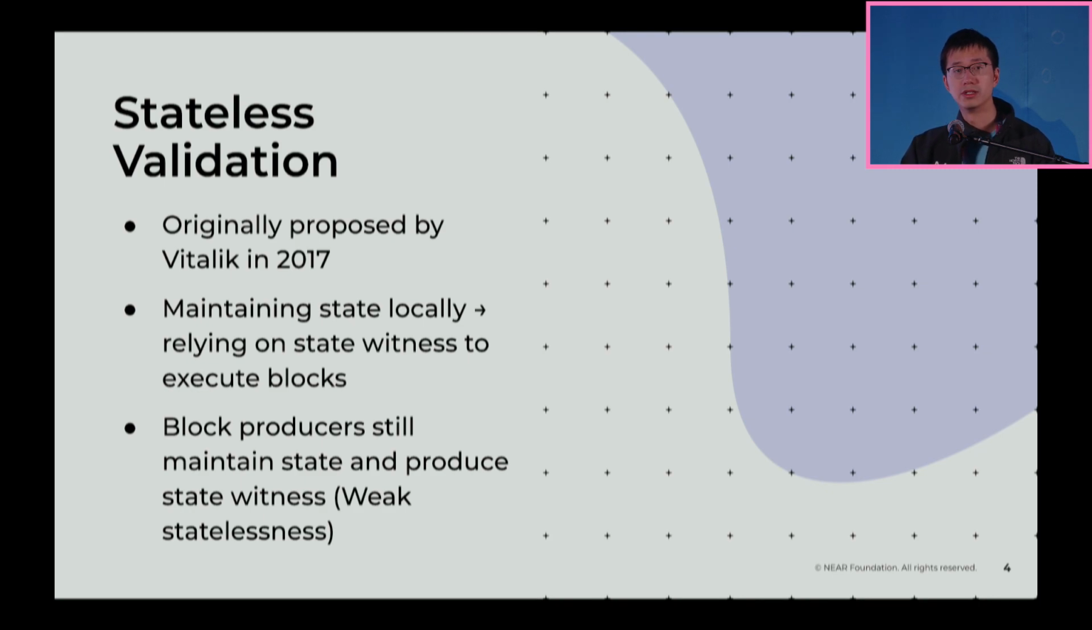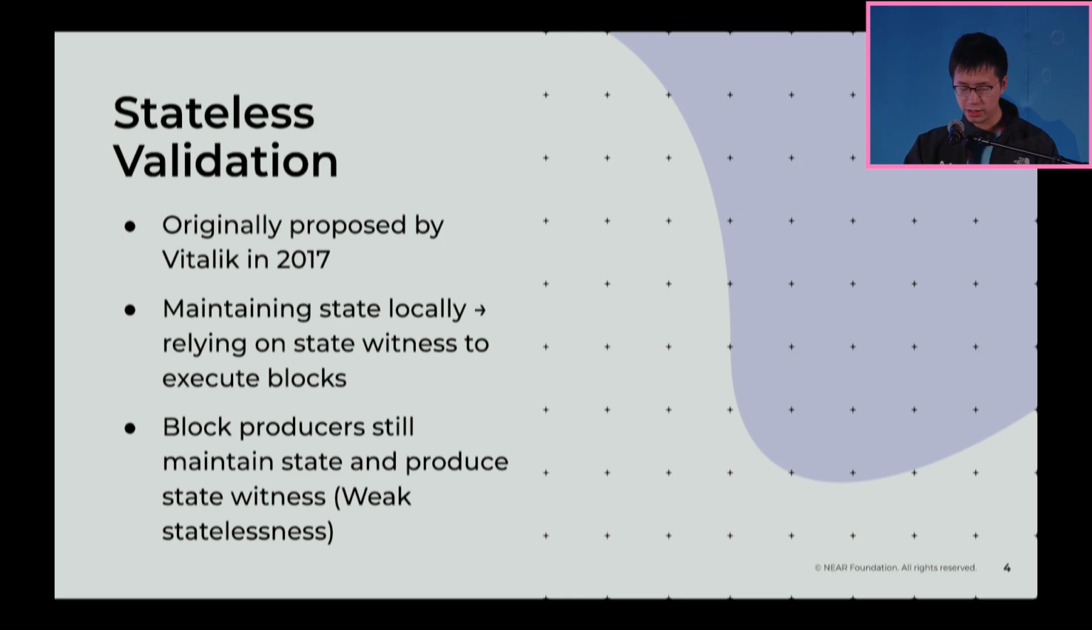And this is where the stateless validation idea comes in. The idea was originally proposed by Vitalik back in 2017. And roughly the idea is as follows. Instead of every single node in the network having to maintain the entire state in order to execute and verify the execution, the network is divided into two roles. There are the validators who do not maintain any state locally, and they rely on state witness to execute the blocks. On the other hand, there are block producers who are responsible for producing blocks. Obviously, they maintain the state locally, and they also produce the state witness.